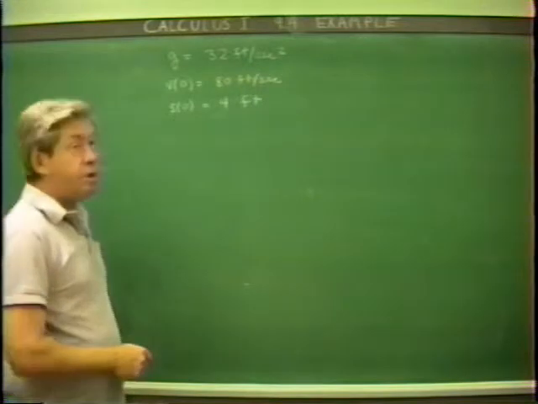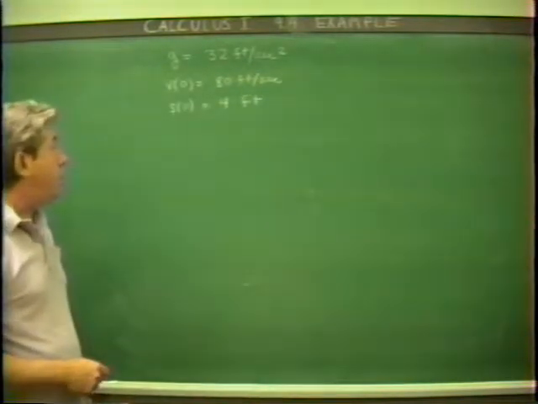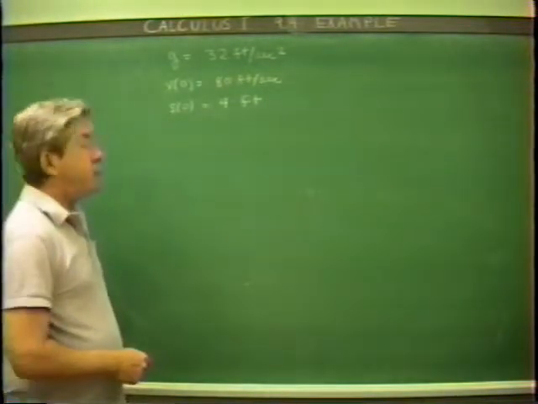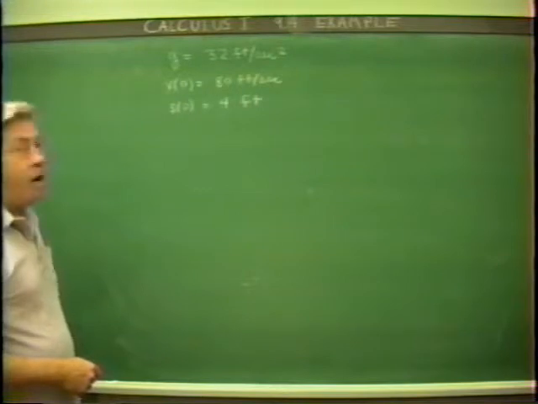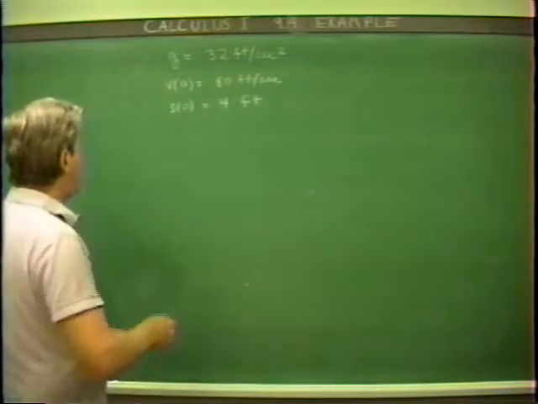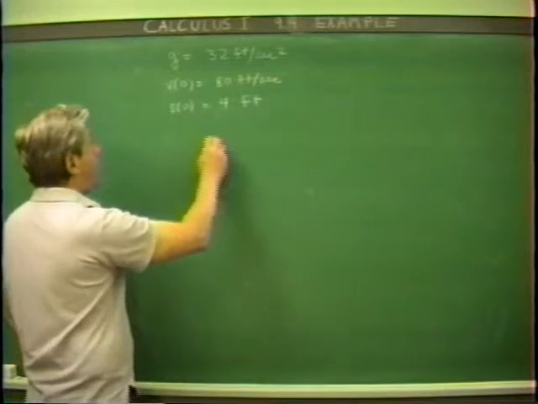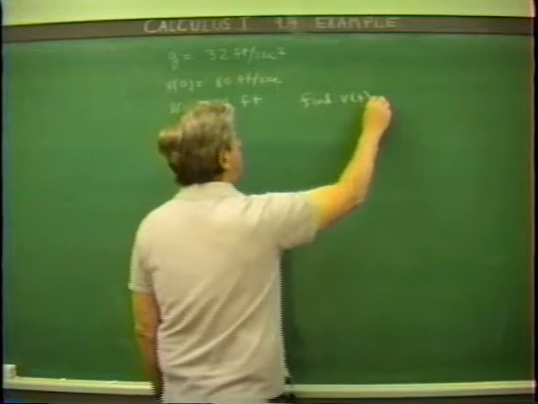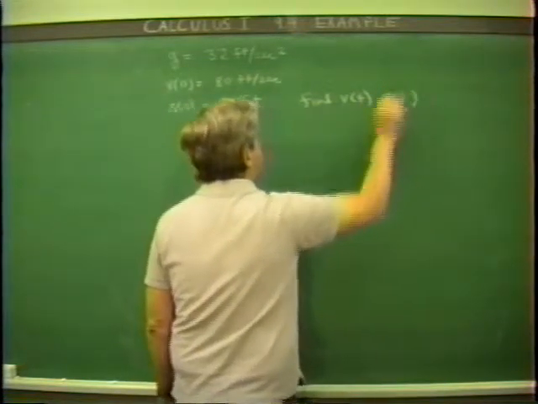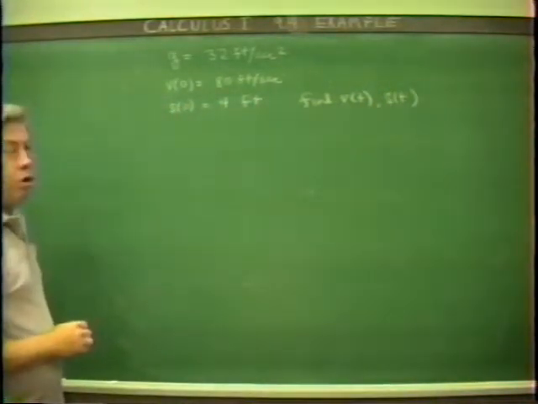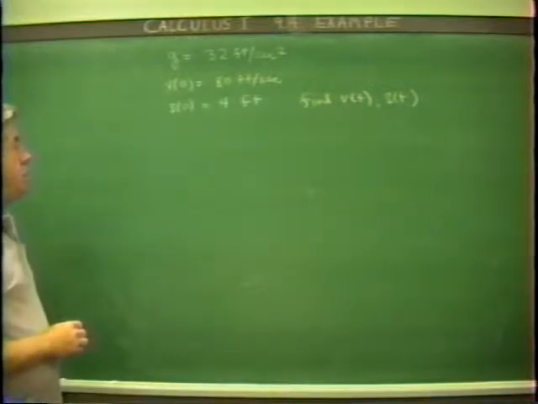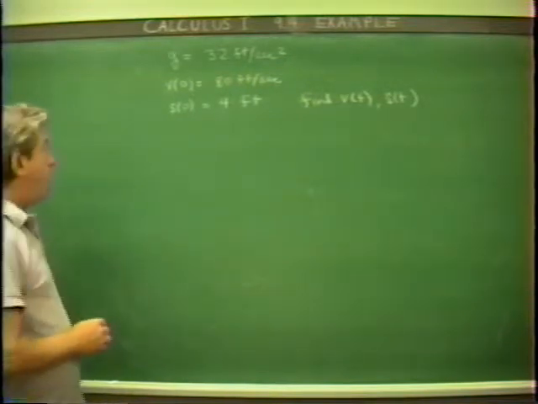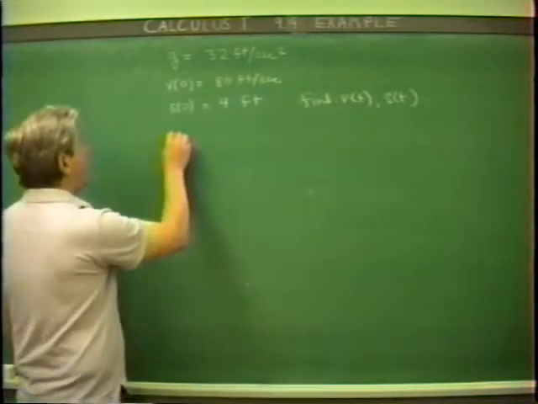We then wish to know a number of things frequently with respect to this type of problem. Namely, how high does it go? When does it hit the ground? And how fast is it going when it hits the ground? So what we wish to do here is to find the velocity at any time t and the position at any time t. And when we know those, then these will allow us to determine how high it goes and when it hits the ground and how long it takes for it to reach its peak and questions of this nature.